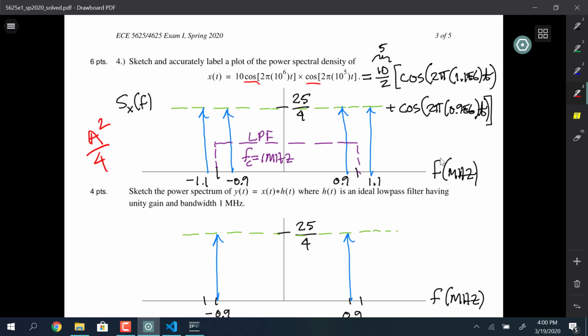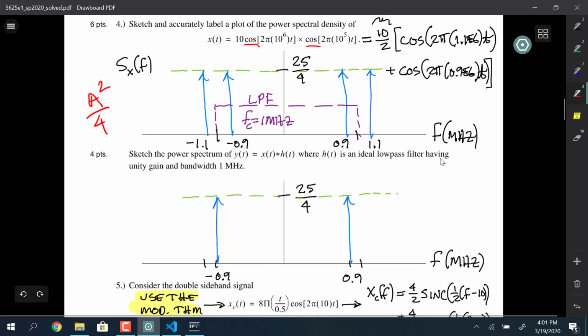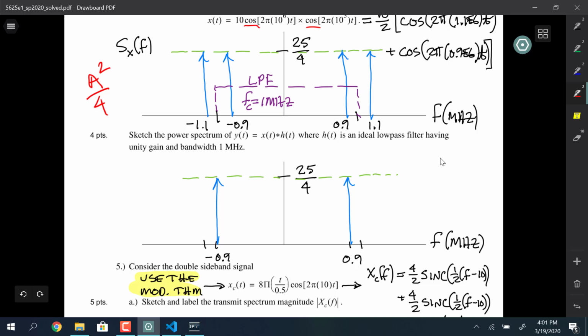So we had 100 kilohertz and 1 megahertz. So we were talking about 1.1 megahertz and 0.9 megahertz as the frequencies. And it's 5 squared, which is 25, divided by 4, that is the height of all 4 of the spectral lines. In sketching the spectrum after it has gone through an ideal low-pass filter, that's just going to remove the components above 1 megahertz. So that's that picture.